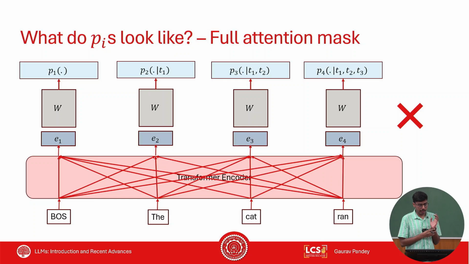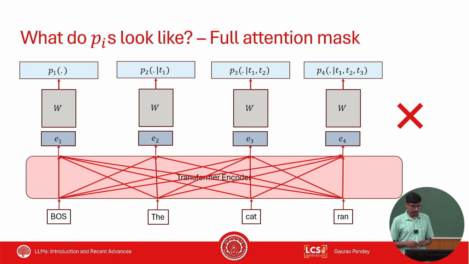So first let's look at a BERT type architecture. So this is a transformer encoder. I'm guessing everybody is familiar with the transformer encoder, right? And this is a full transformer encoder with full attention mask. What that means is that every token can attend to every token. And in other words, information from every token can flow towards every embedding. So E2 gets information from all the tokens, E1 gets information from all the tokens. So each of the distributions is able to see all the tokens.